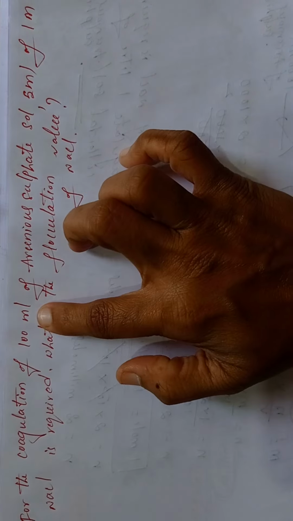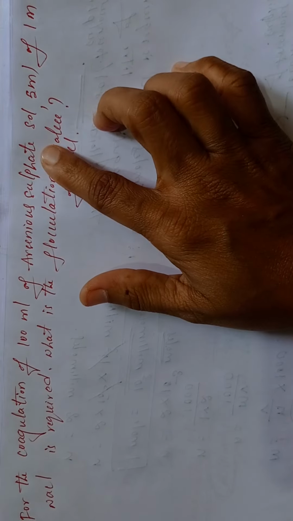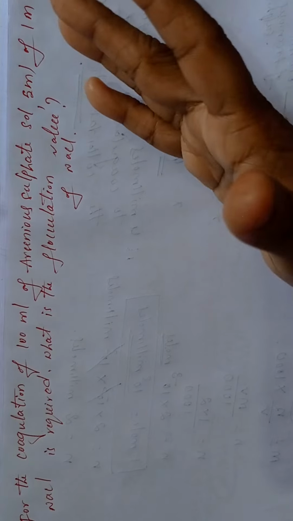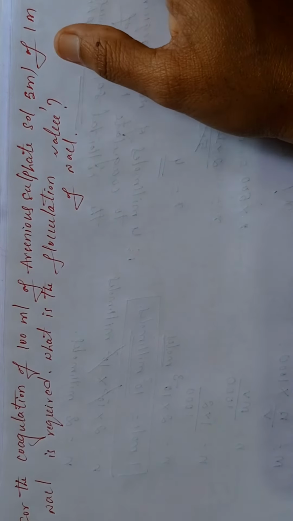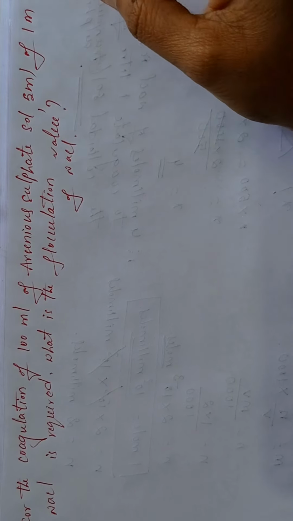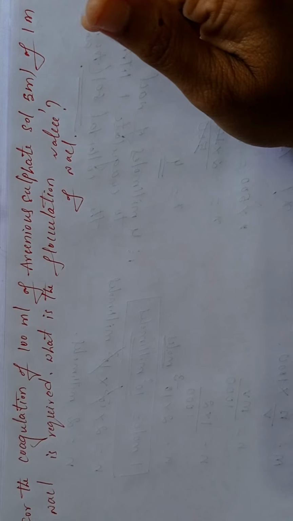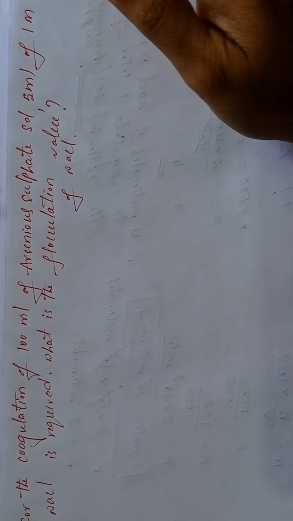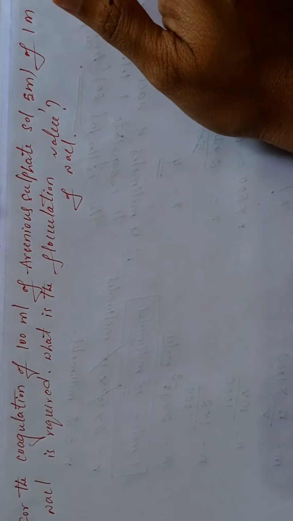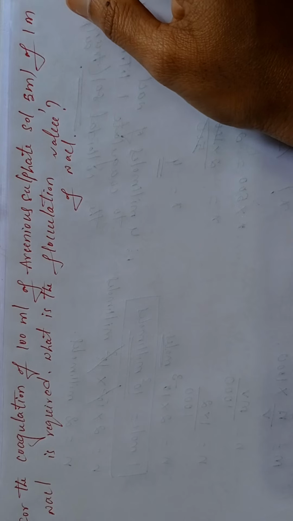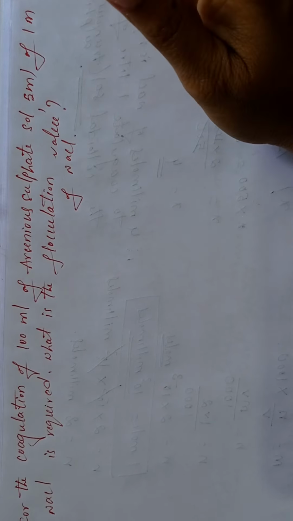For the coagulation of 1 liter of arsenious sulfide, how many millimoles of NaCl is required? That is the coagulation value. Understand, students, according to the definition: the minimum number of millimoles of electrolyte required for the coagulation of 1 liter of the colloidal solution. So to convert 1 liter of the colloidal solution into precipitate, how many millimoles of NaCl is required? That is the coagulation value.